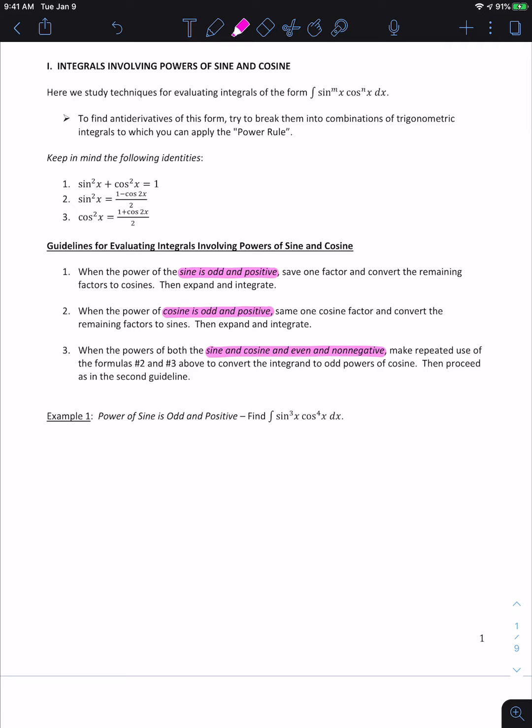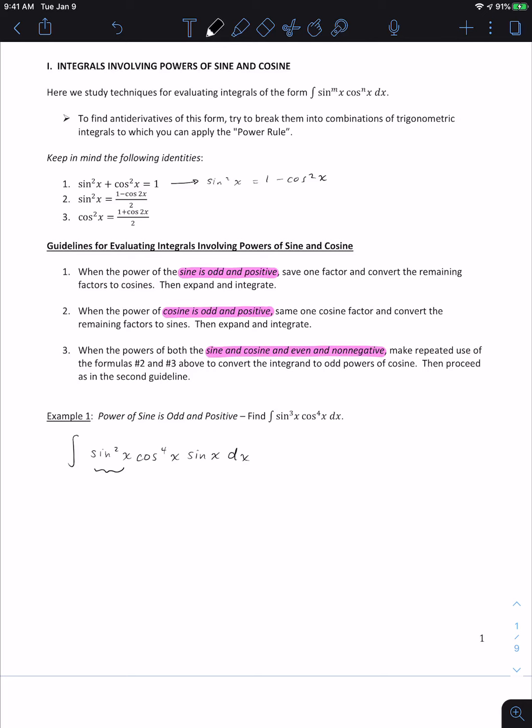This first example is sine cubed times cosine to the 4th. We notice that sine is odd and positive, so we're going with the first guideline. The first guideline says to save one factor of sine. So I'm going to rewrite this as sine squared x times cosine to the 4th x times sine x dx. I broke up that sine cubed into a sine squared and a sine. Now I'm going to take this sine squared and make it a cosine, and the way I'm going to do that is that sine squared x is equal to 1 minus cosine squared x.